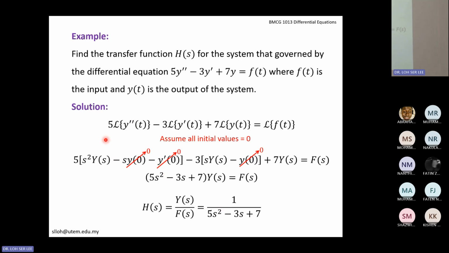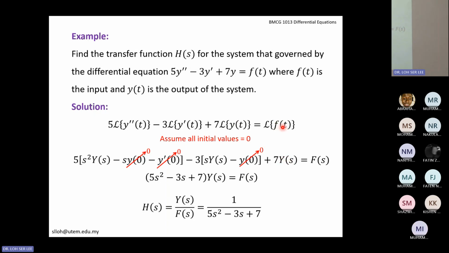Okay, we look at the first example. Find the transfer function for this system, where f(t) is the input, y(t) is the output. To get the transfer function, we have to Laplace every single term. This one you have learned. Laplace y double prime, you get this. Laplace y prime, you get this. And Laplace y, this is not a derivative, so we just get capital Y in S. Laplace lowercase f in t, you get capital F in S. After Laplace every single term, you should get this.